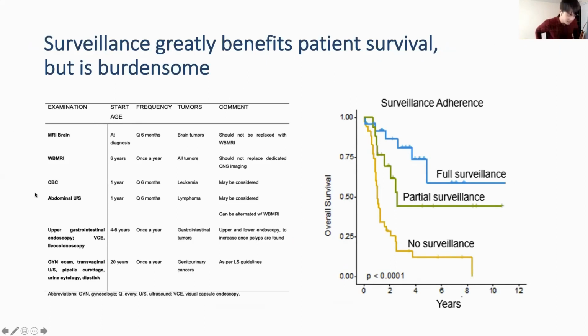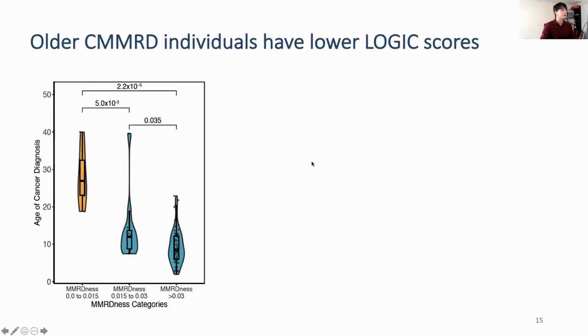So we thought maybe logic can be used as a tool, as you saw the big range in the MMRDness scores in the blood, could be actually used to see if the surveillance can be modified for patients who may not need it right at the onset, for example, in infants, this is very intensive for them.